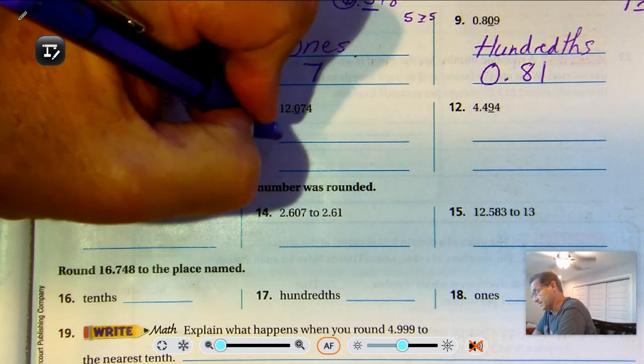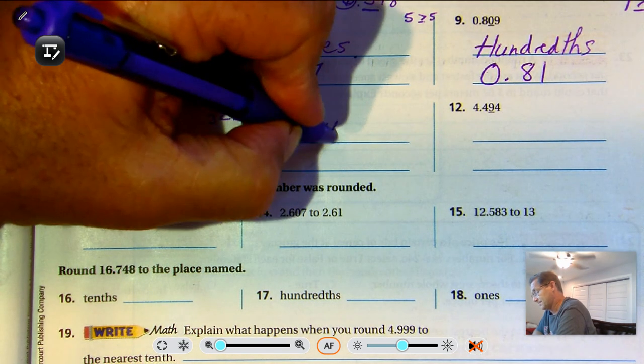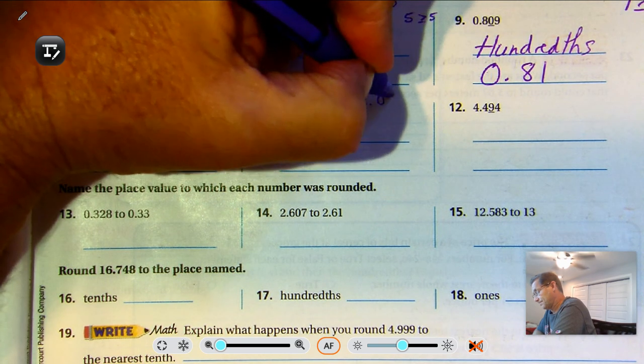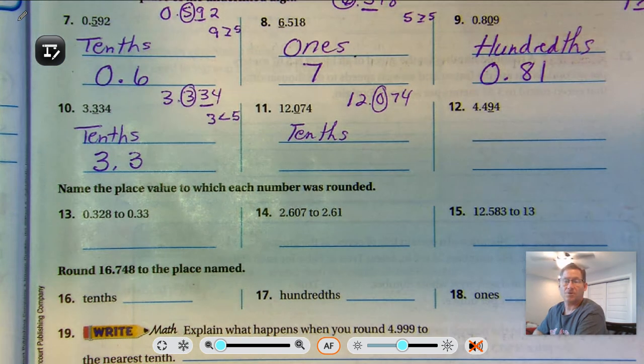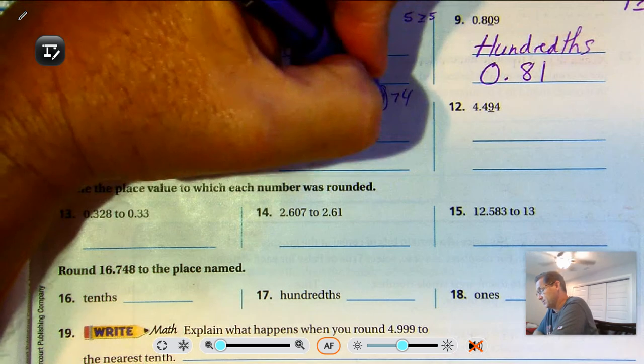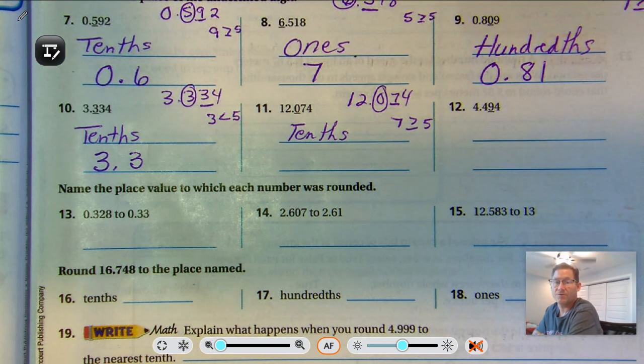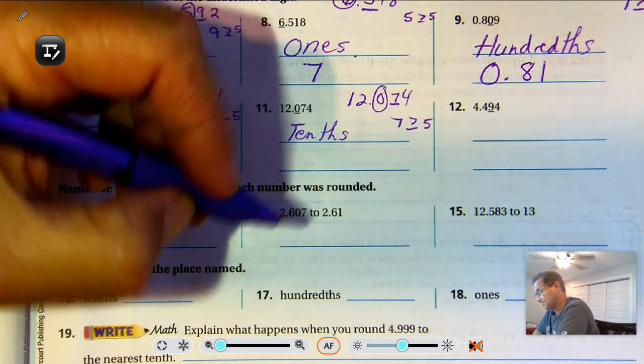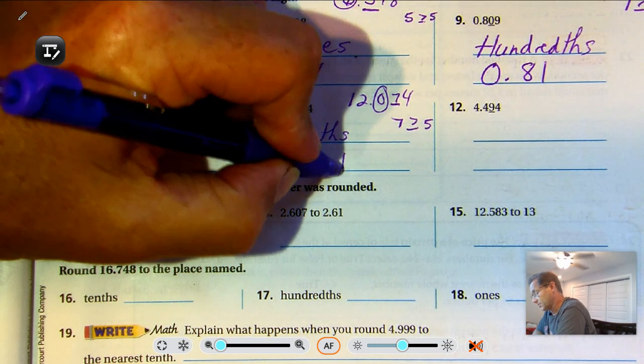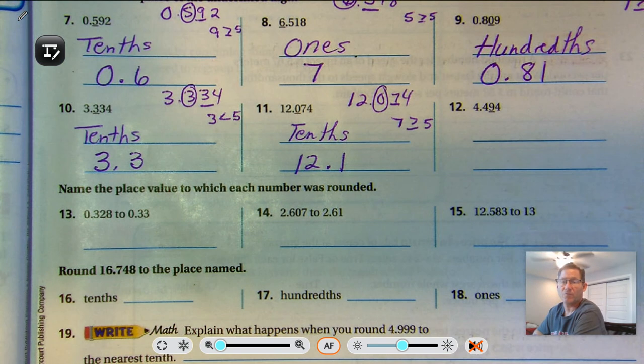12.074. The 0 is in the tenths place. Circle the tenths. Look to the digit to the right. 7 is greater than or equal to 5. Round up. So add 1 to the tenths place. 12.1.